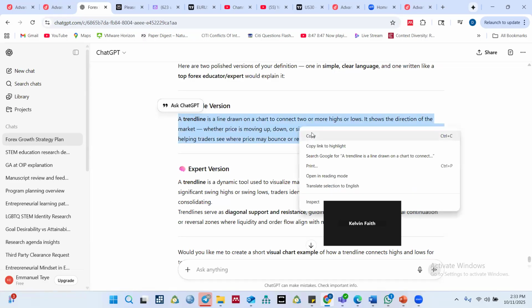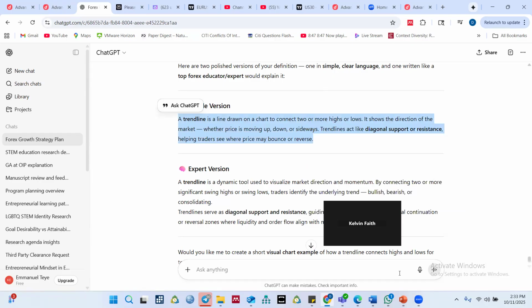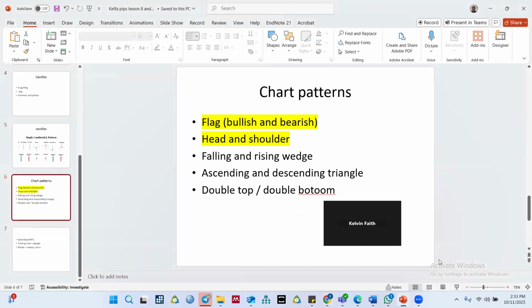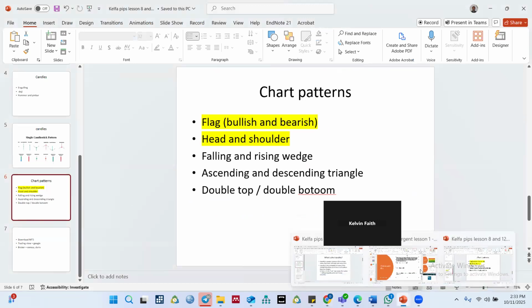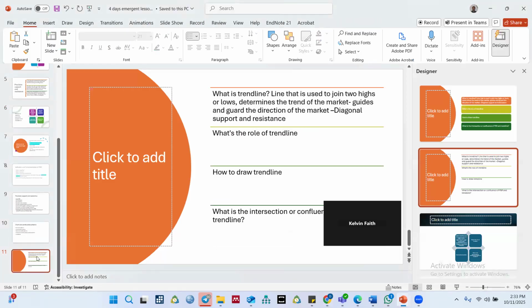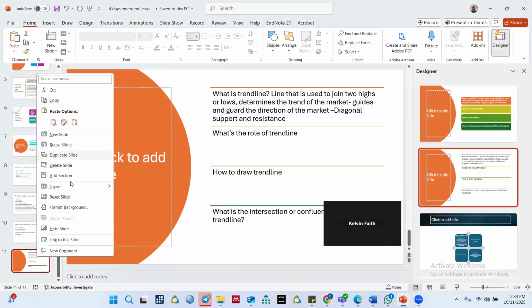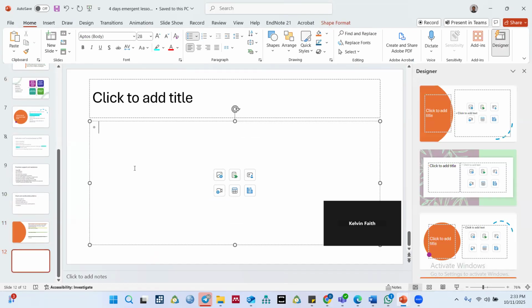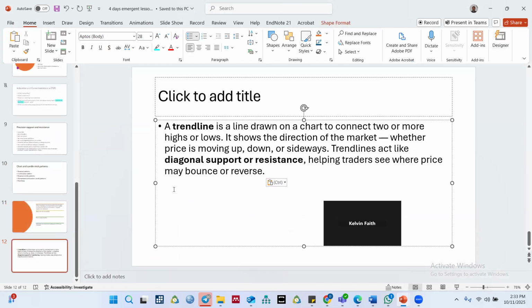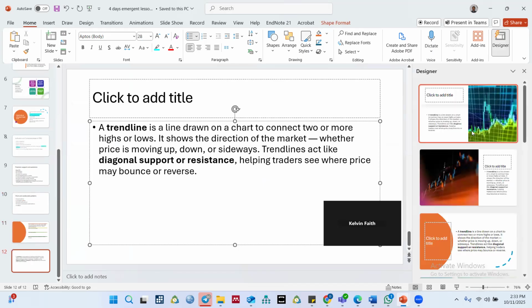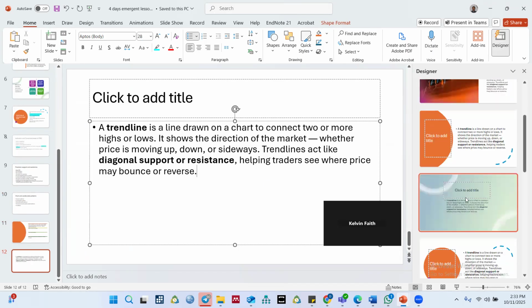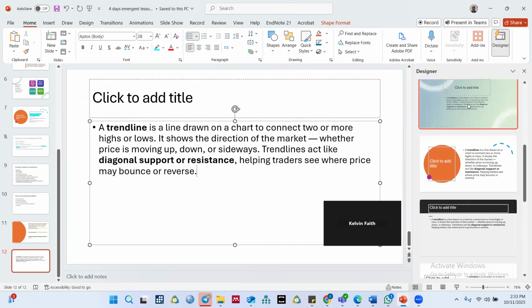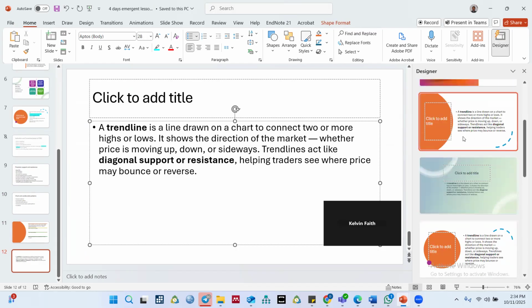So let's bring it to our PPT. Why am I doing this? I'm doing this to tell you that anything you don't understand as you are learning Forex, you can ask ChatGPT, ask Google. It might not give you the exact or perfect definition you want to see, but if you feed it with something and tell it to polish or refine it for you, it will do a very good job.